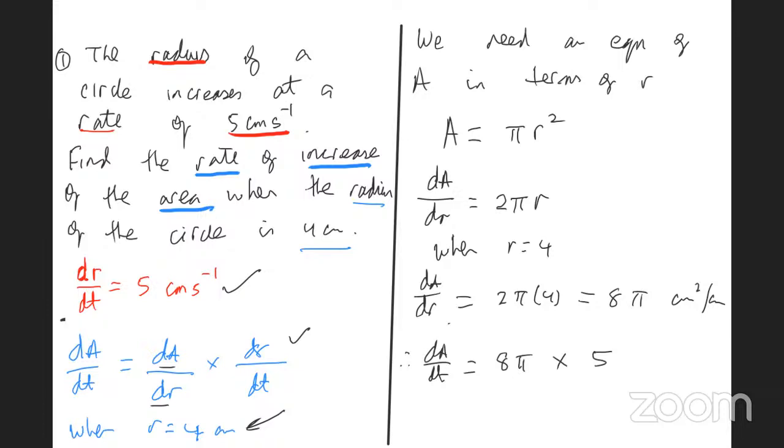Okay? So that will be 8 pi by 5, which is 40 pi centimeters squared per second. Are you okay with that? Right? So it was supposed to be a simple one here.